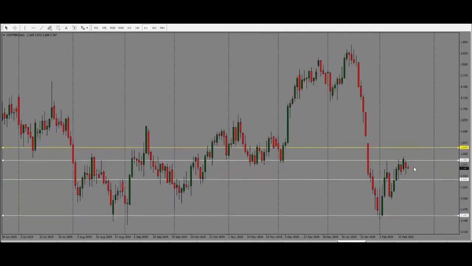Price came into this resistance level and has bounced off of that. So bearish bias here, next target is 2.54.